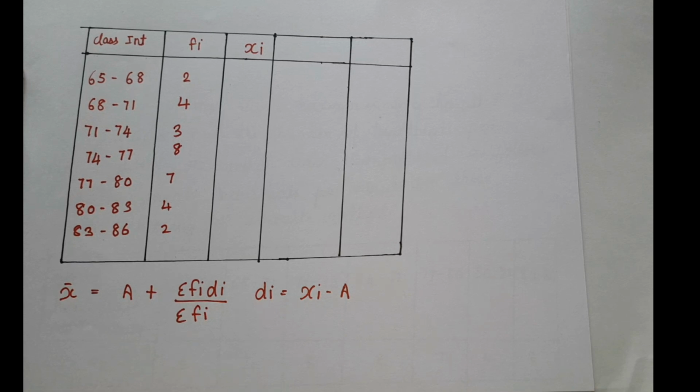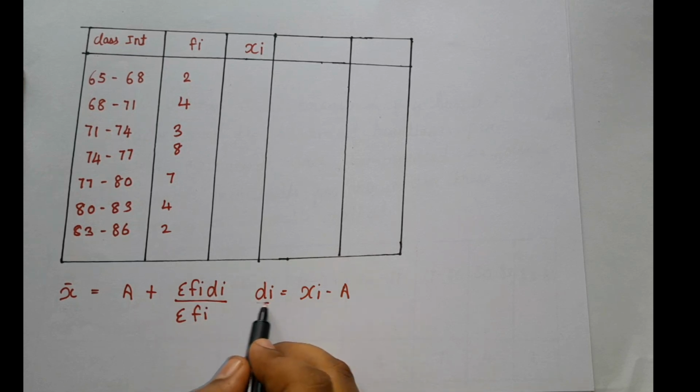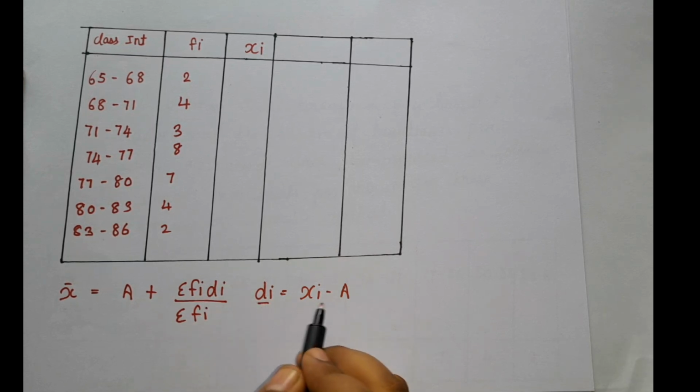Now I am supposed to find the xi value. You guys might be wondering, in this assumed mean method we don't have xi in the formula, then why are we finding xi? Because here we have di instead of xi, and how to find di? Xi minus a, isn't it? So it is really necessary to find the xi value.